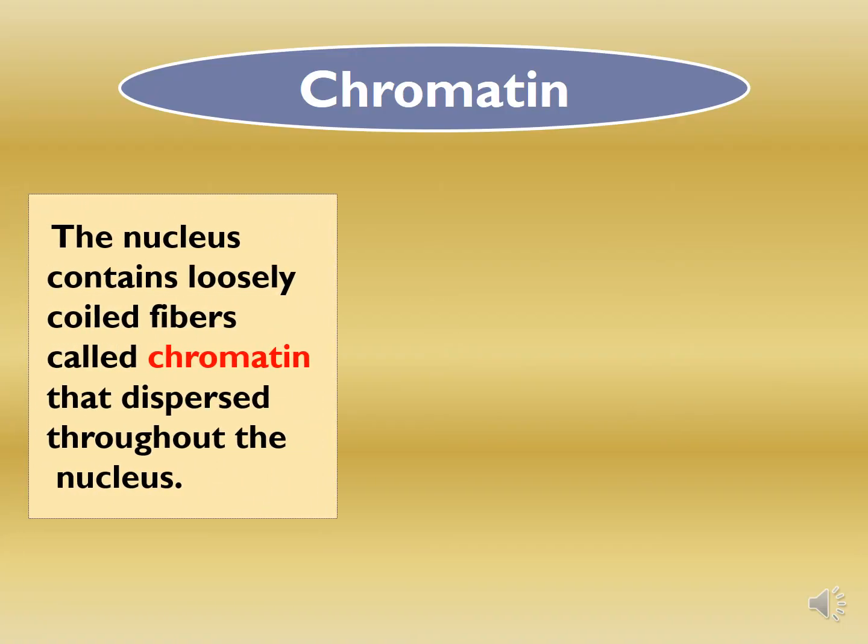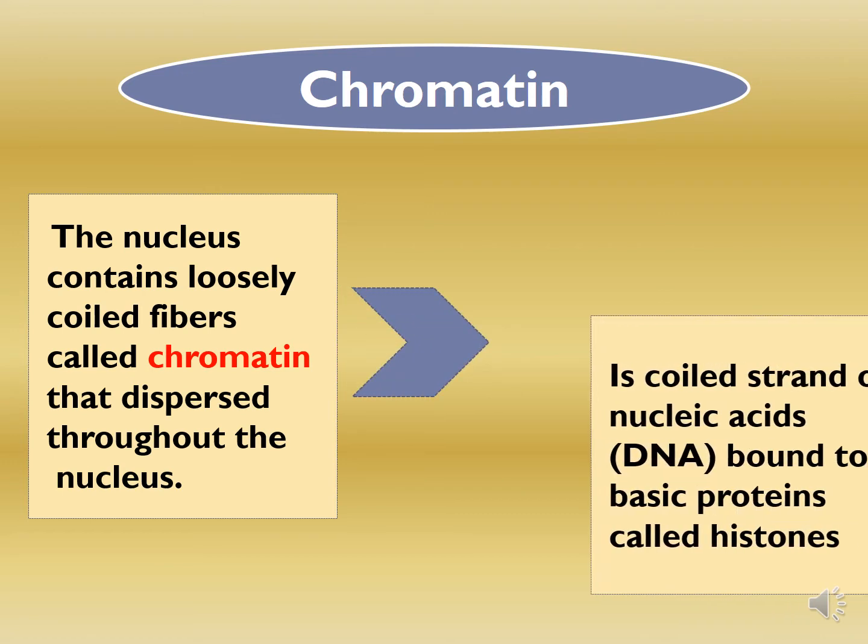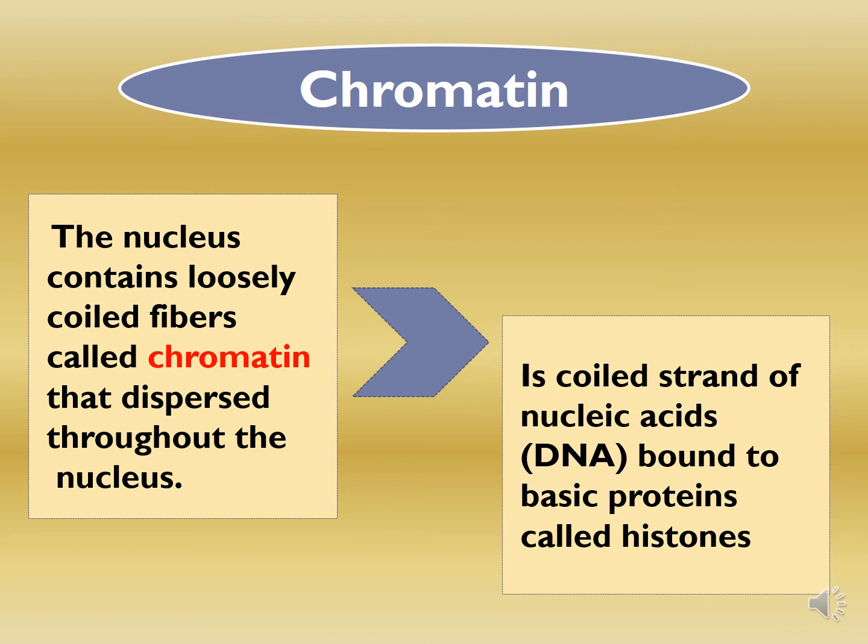The nucleus contains loosely coiled fibers called chromatin that disperse throughout the nucleus. The chromatin is a coiled strand of nucleic acid DNA bound to basic proteins called histones.